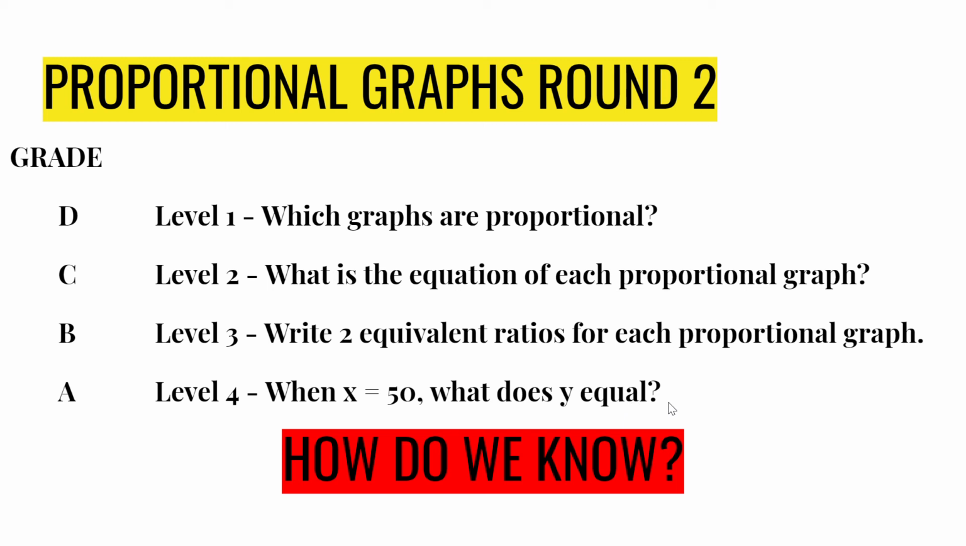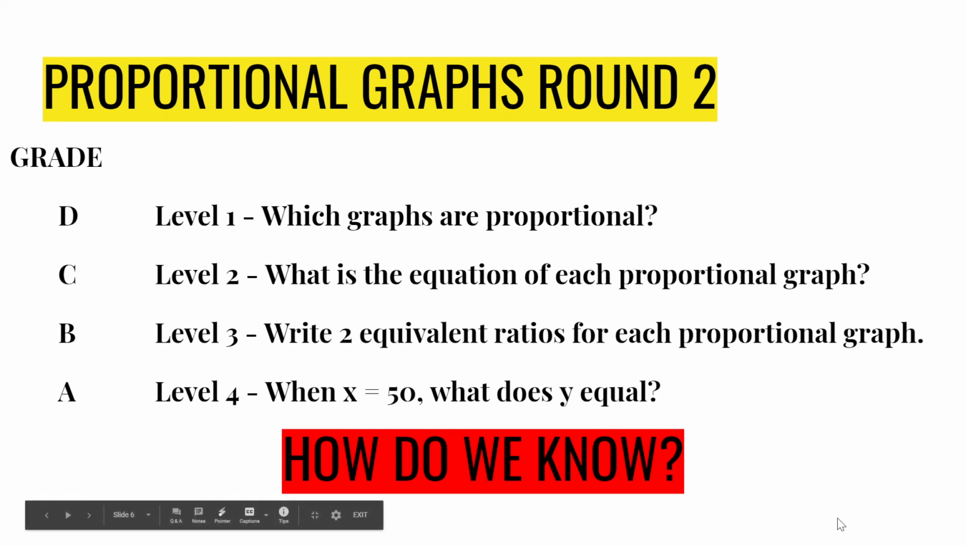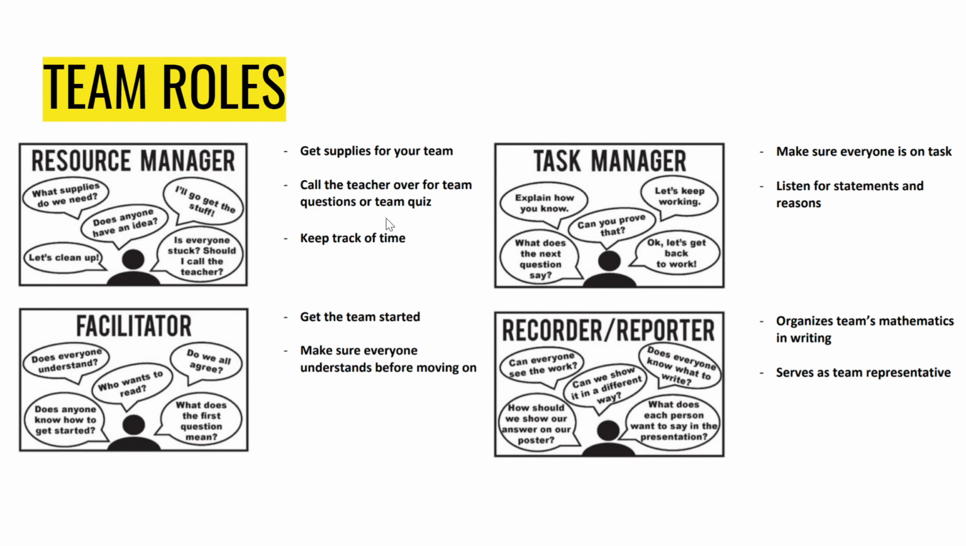As always, students will be picked on randomly, and it's very important that before you call an adult over, you ask each other the question, how do we know? Once your team is able to answer that question, then call an adult over. And as a reminder, these are your team roles: resource manager, task manager, facilitator, and recorder reporter. Decide on the role that best fits you.